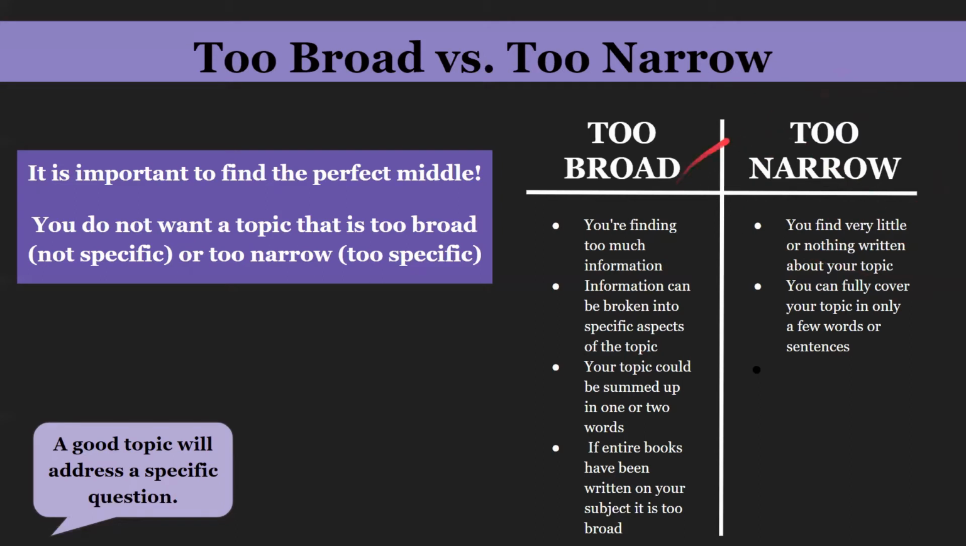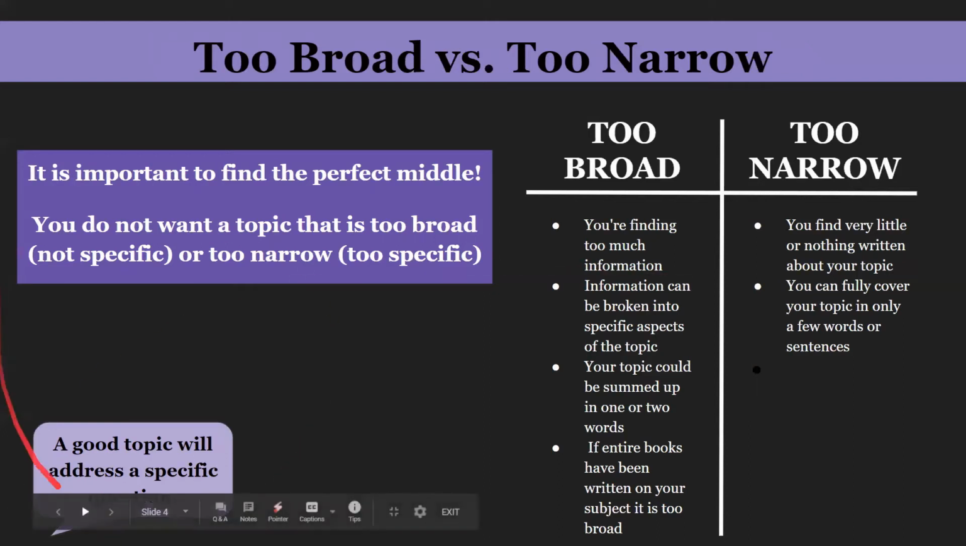And then we have too narrow. Too narrow is the exact opposite of too broad. Too broad is not being specific enough, while too narrow is being too specific. So if you're being too narrow with your topic, that means you find very little or nothing written on your topic. It's just too narrow of a topic to find a ton of things to write about for your paper. And you can fully cover your topic in only a few words or sentences. Again, that's not good enough for a paper, because if you only write a sentence like, dogs are an animal, well, that's not going to give you a good paper.